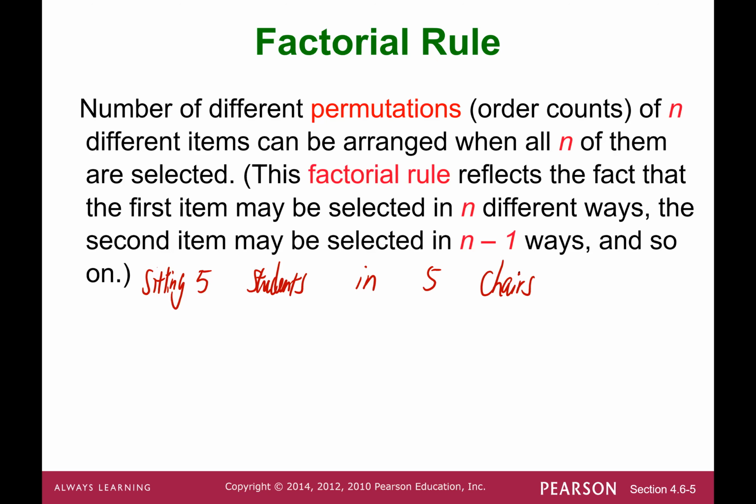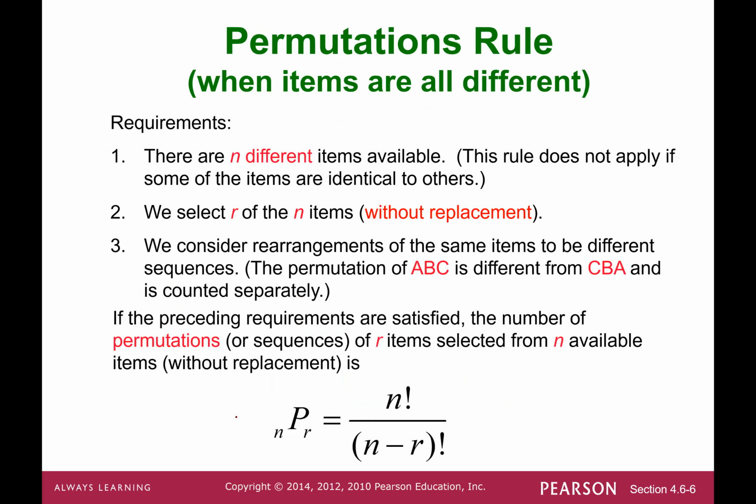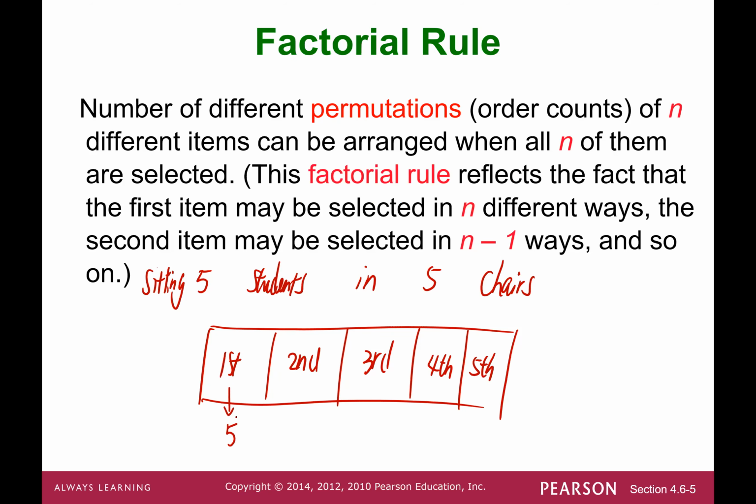Okay, so think, how would you do that? We have 5 students lining up outside of the classroom, and here we have 5 chairs. First chair, second chair, third chair, fourth chair, and the fifth chair. For the first chair, we have 5 students outside, right? So basically we have 5 options. We have 5 students available to sit in the first chair.